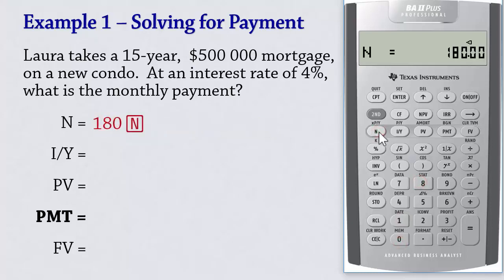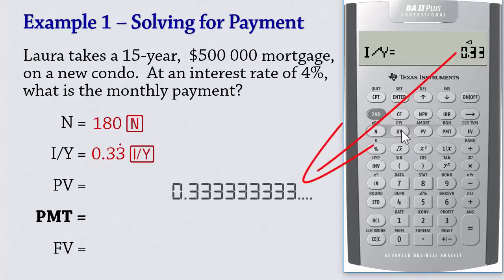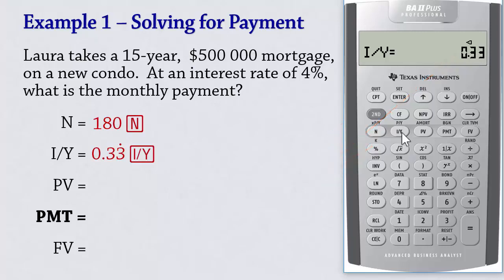So we input 180 N. For the interest rate, we divide 4% by 12 by pressing 4 divided by 12 equals 0.33 and then press IY. Note that there are more decimal places not displayed by the calculator because it is set to 2 decimal places. Although the remaining decimal places are not displayed, they will still be used in the computations. Note that it will be incorrect to just type 0.33 and press IY. You will be missing the remaining decimal places not displayed by the calculator.